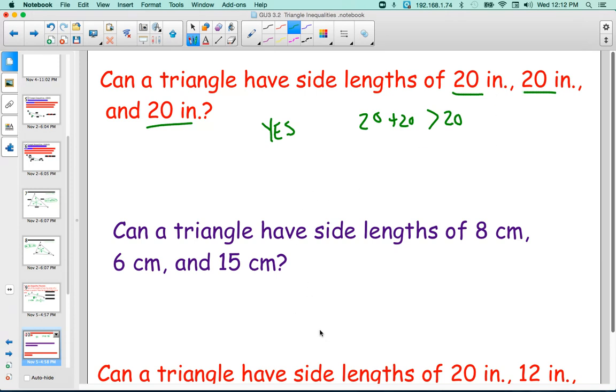Can a triangle have side lengths of 8, 6, and 15? So you take the 2 smaller ones, 6 plus 8. Is that greater than 15? No, 6 plus 8 is 14. This is not true, which means this cannot happen.